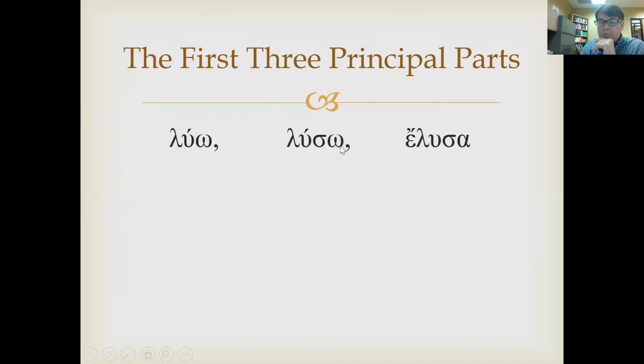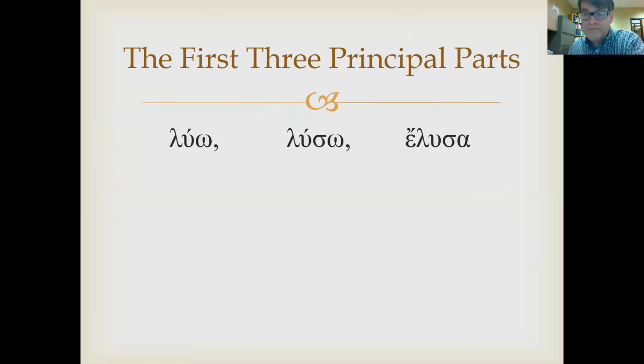So the first 3 principal parts are the present stem, the sigma future stem, and then the aorist stem. So these are the first 3 basic chassis that a Greek verb could have. Present stem does nothing to the stem. The future stem adds a sigma to the stem. The aorist stem adds an augment to the front and puts a sigma alpha on the end. So these are the first 3 of the chassis, the first 3 principal parts.